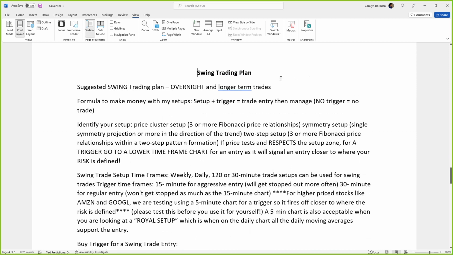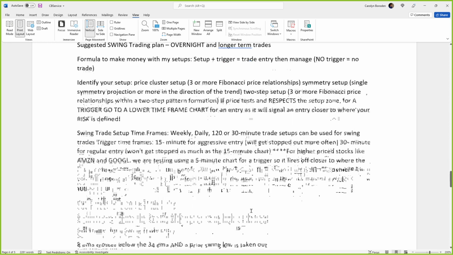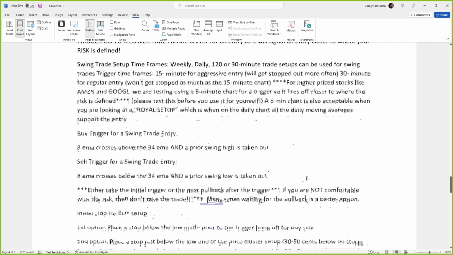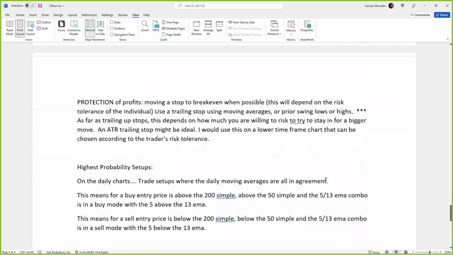As far as the swing trading plan, again, this is going to be pretty much the same exact thing, except that you're going to use a 15 or a 30-minute chart. Okay, but a lot of times when it finally triggers on a 15 or a 30, you're pretty far away from where the risk is defined. So one of the things that you can do in that case, if the risk is too high, is to wait for the pullback. Okay, and then if you get the pullback, maybe you use a 1 minute trigger to get in after that, and then you can place your stop underneath that low.